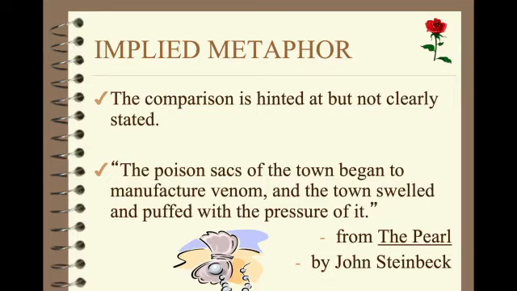So let's look at The Pearl from John Steinbeck, where he says, "The poison sacs of the town began to manufacture venom, and the town swelled and puffed with the pressure of it." So the town obviously is not physically creating poison sacs. We're kind of comparing the town to a snake, but we haven't talked about a snake in our particular sentence. It is implied that the town is making that comparison.